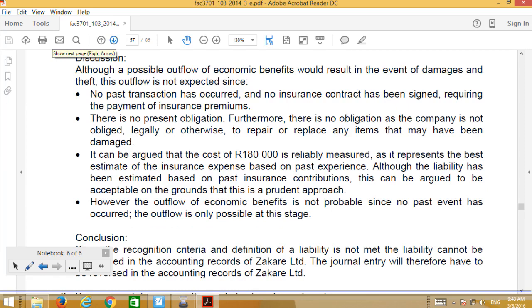So the discussion centers around the fact that there's no obligation. Who do we owe the money to? Who do you owe 15,000 Rand times 12 to? To nobody. The first time that you have an obligation is if there's an accident and you need to fix a car, and you've given it to somebody to be fixed. So the whole discussion is around the fact that there is no present obligation. There's no obligation at all. The company is not even obliged to repair or replace vehicles that are in an accident. They could just decide, oh, that car was in an accident?